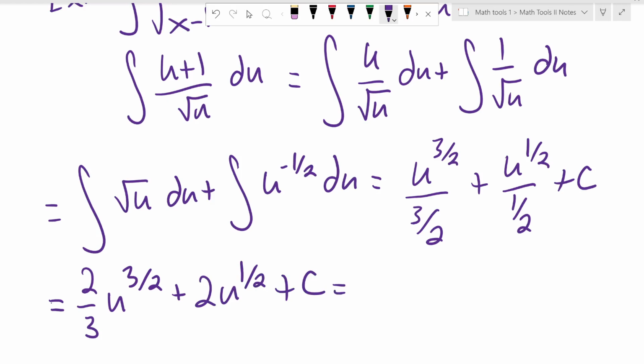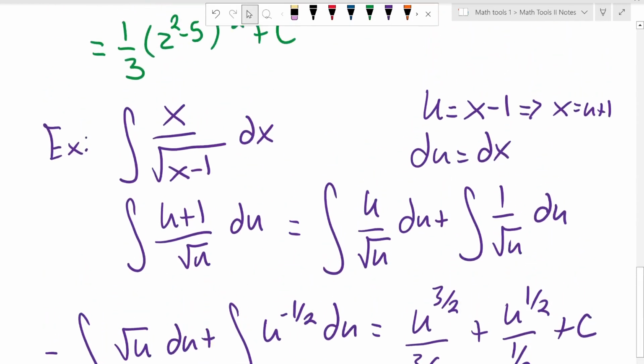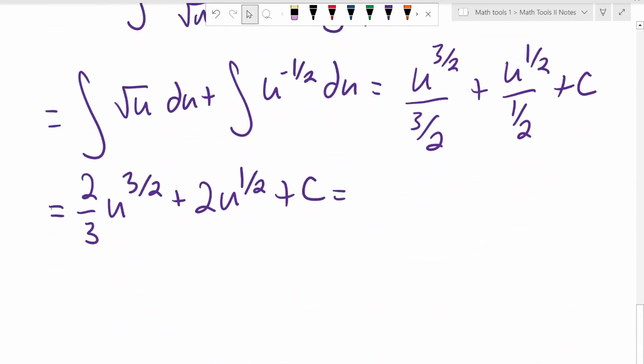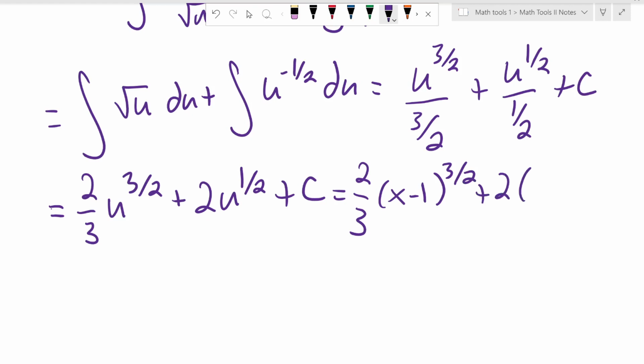And then we just want to make our substitution back. So we let u be equal to x minus 1. So we just go ahead and say this is 2/3 (x minus 1) to the 3/2 plus 2 times (x minus 1) to the 1/2 plus c. And that would be our final answer.